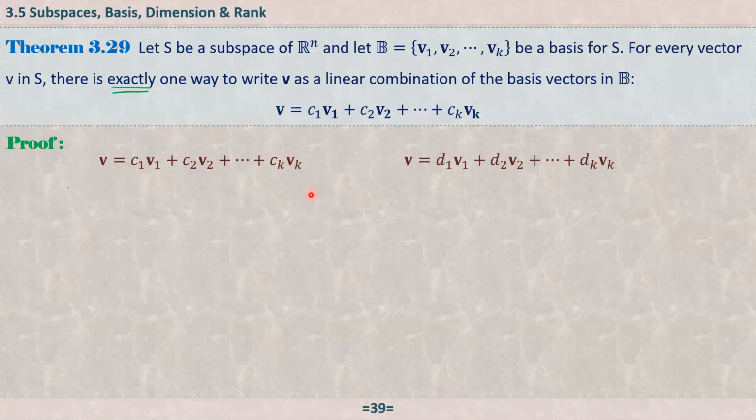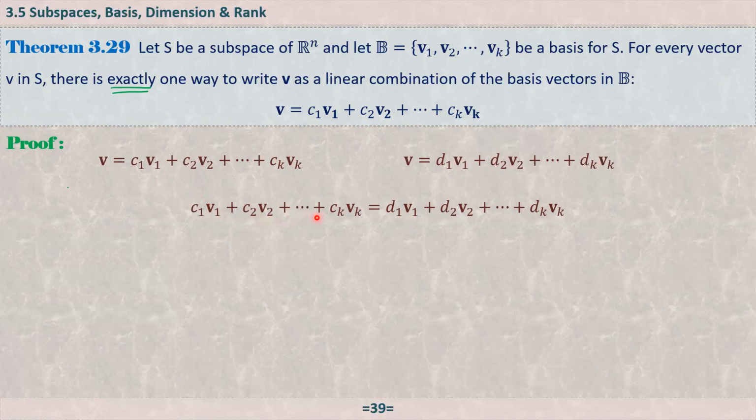And also assume that we have another way. The second way, I can write this v in a different way as a linear combination of these vectors: d1 times v1 plus d2 times v2 plus dk times vk. I will show that c1, d1, c2, d2 are exactly the same numbers, since they are representing the same vector. The left-hand side is v, and the other is also v. That means the right-hand sides must be equal to each other: c1 v1 plus c2 v2 plus ck vk equals d1 v1 plus d2 v2 plus dots plus dk vk.